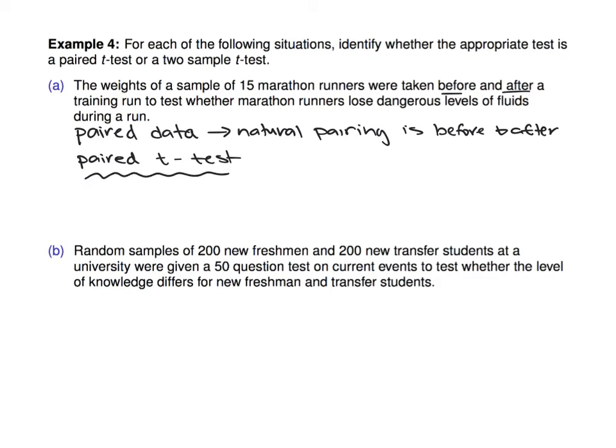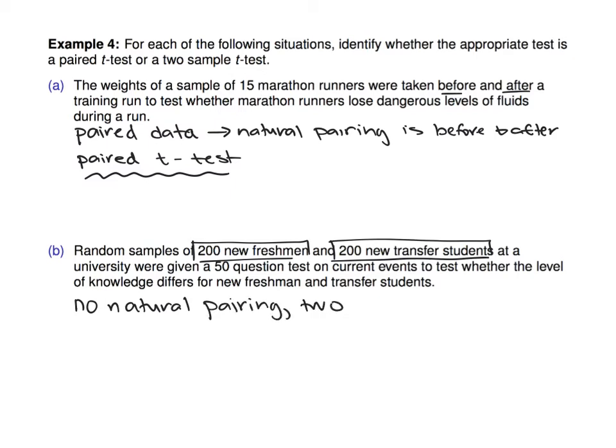Random samples of 200 new freshmen and 200 new transfer students at a university were given a 50-question test on current events to test whether the level of knowledge differs for new freshmen and transfer students. So unless these freshmen are all siblings with those transfer students, there's no natural pairing. Two independent groups. So this is a two-sample t-test.